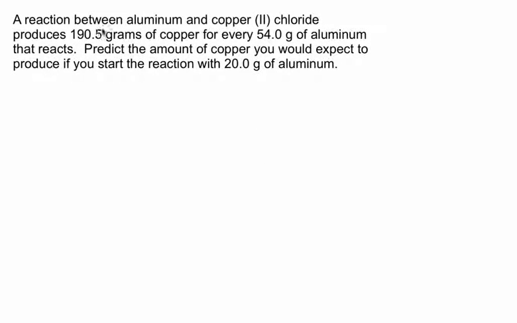So this problem talks about the relationship between aluminum and copper 2 chloride. They're going to react, and we're going to start with 20 grams of aluminum and end up with a certain amount of copper. So it says predict the amount of copper. So we know we're going to end up with grams of copper, so put that way over here. And it says if you start the reaction with 20 grams of aluminum, that's what we're going to start with.